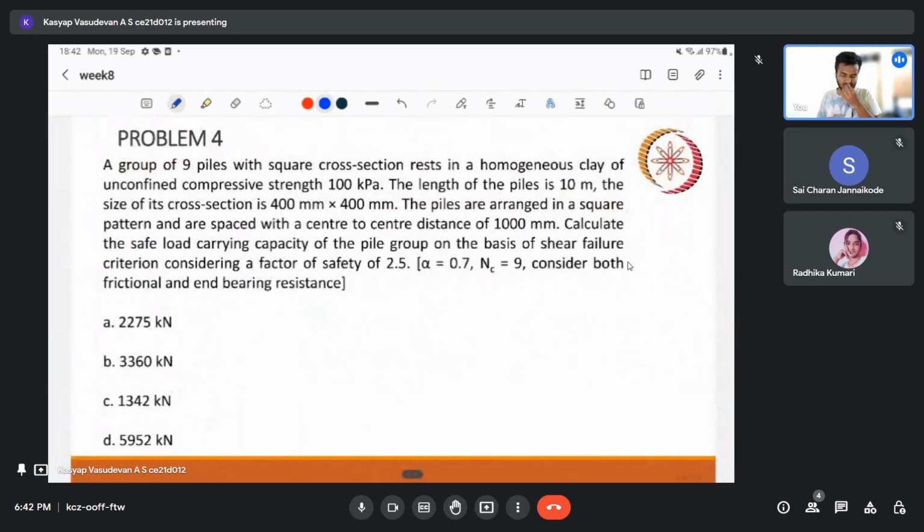Now moving on, this problem deals with finding the capacity. So we have a pile group of 9. We have a 9 pile group, square cross section, rests on clay, unconfined strength is given as 100, length of the pile is 10 meter. So we have a square pile. Piles are arranged in a square pattern and are placed with the center to center distance of 1 meter. Okay, so spacing is also given.